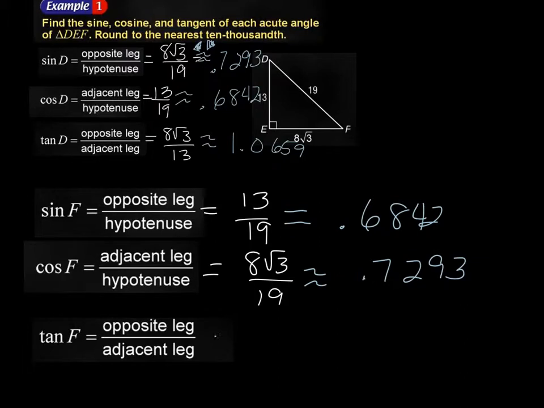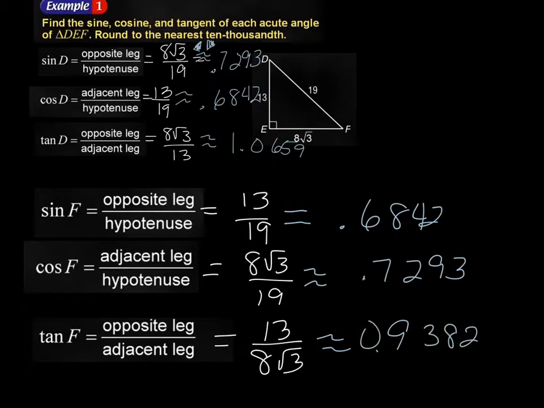The tangent of angle F is opposite over adjacent, so 13 over 8 square root of 3. And this one we're going to have to type in because we haven't already. It is 0.9382. The back of the book is going to have zeros in front of those so the decimals show up better. It's probably a good idea, but it's not mathematically absolutely necessary.